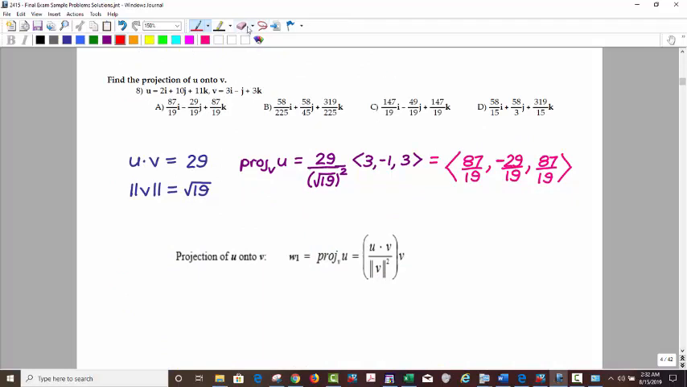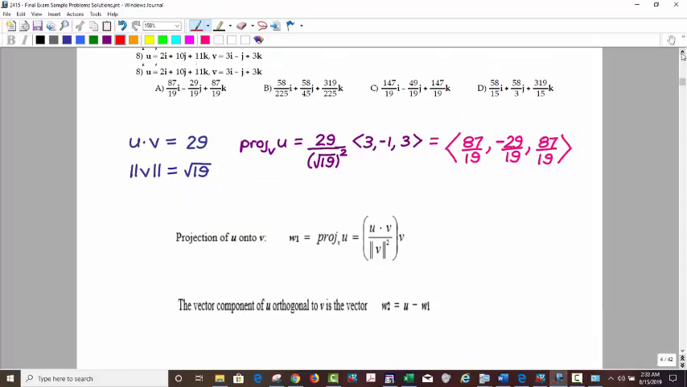Find the projection of U onto V. Okay, so we're going to need this little formula right down here that we have. The projection of U onto V, with V as the subscript, is U dot V over the magnitude of V squared, times vector V.